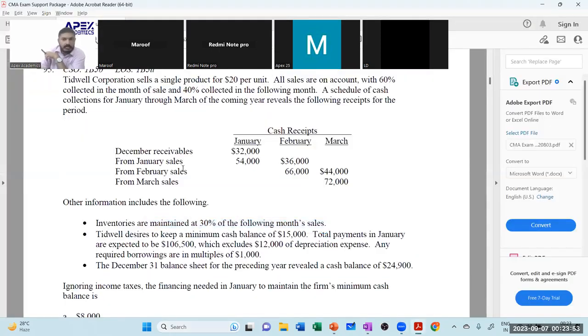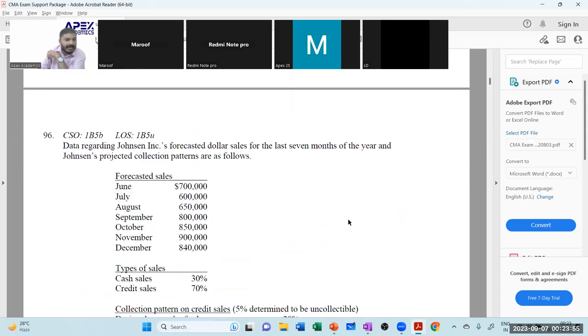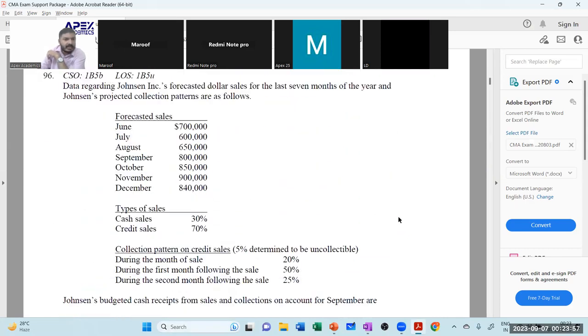95 is over. Now I come to question number 96. Well, 96 is again one of those questions where I have to draw a diagram and you will understand. Data regarding Johnson Incorporative's forecasted dollar sales for the last 7 months of the year and Johnson's projected collection patterns are as follows. The sales are given and collection patterns.